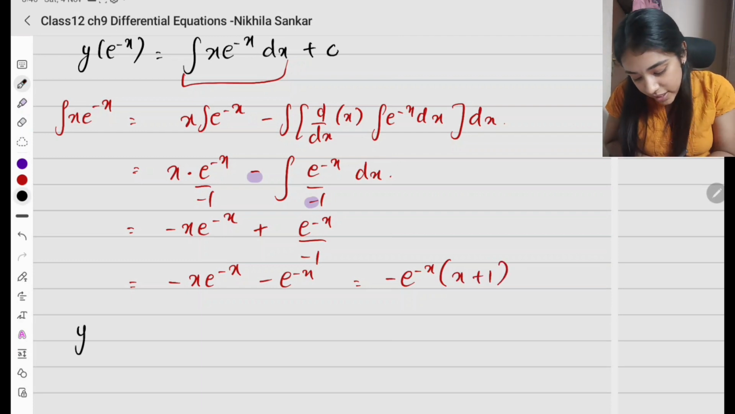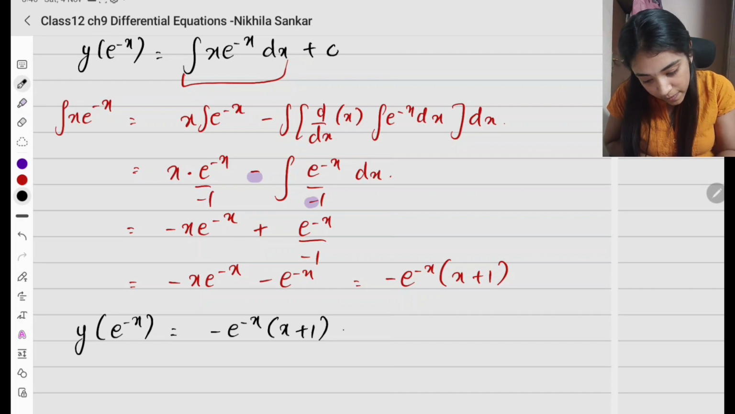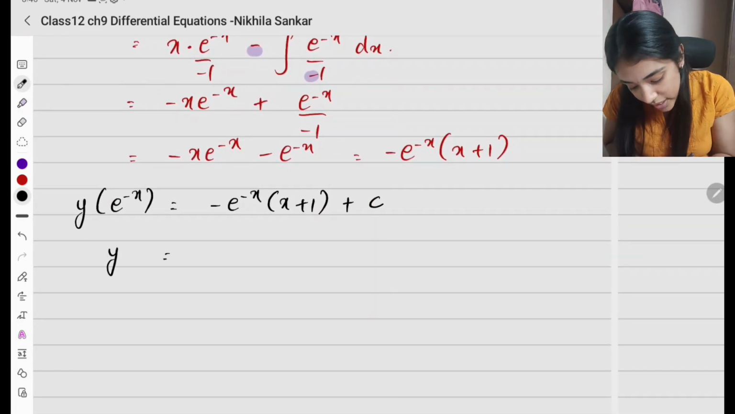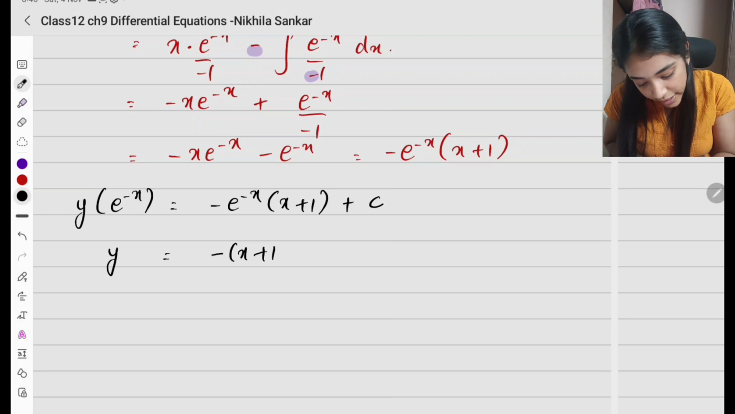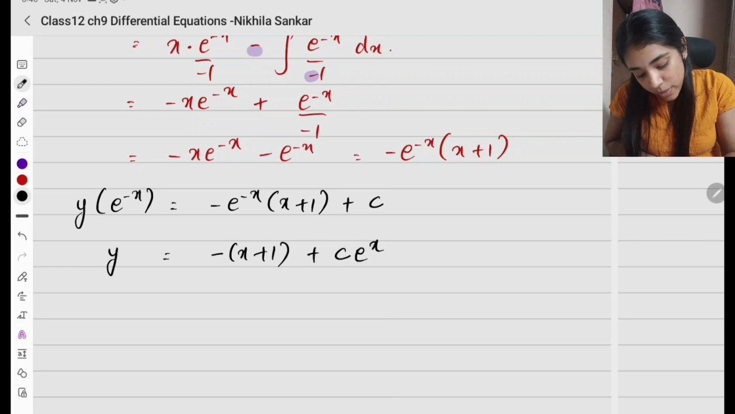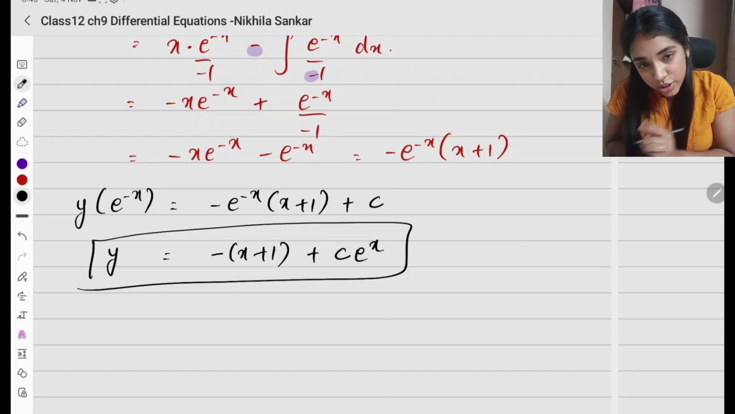So இதுதான் நம்ம integral. Final solution எப்படி இருக்க போகுது? Y e to the minus x equals minus e to the minus x into x plus 1 plus c. இப்போ e to the minus x மொத்தமா divide பண்ணா I have y equals minus of x plus 1 bracket போடுங்க, c divided by e to the minus x. அதை நான் மேல numeratorல எழுதுறேன். So this is my general solution.